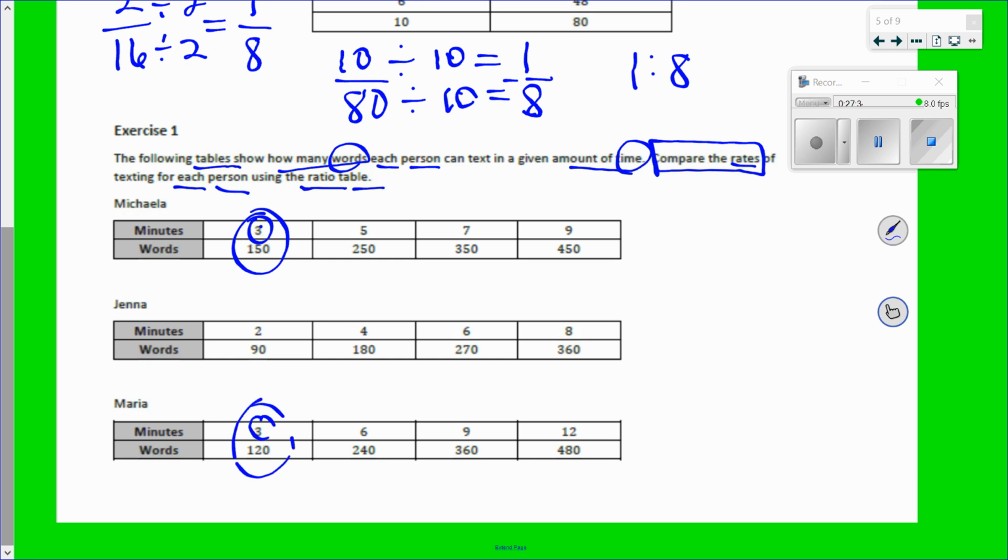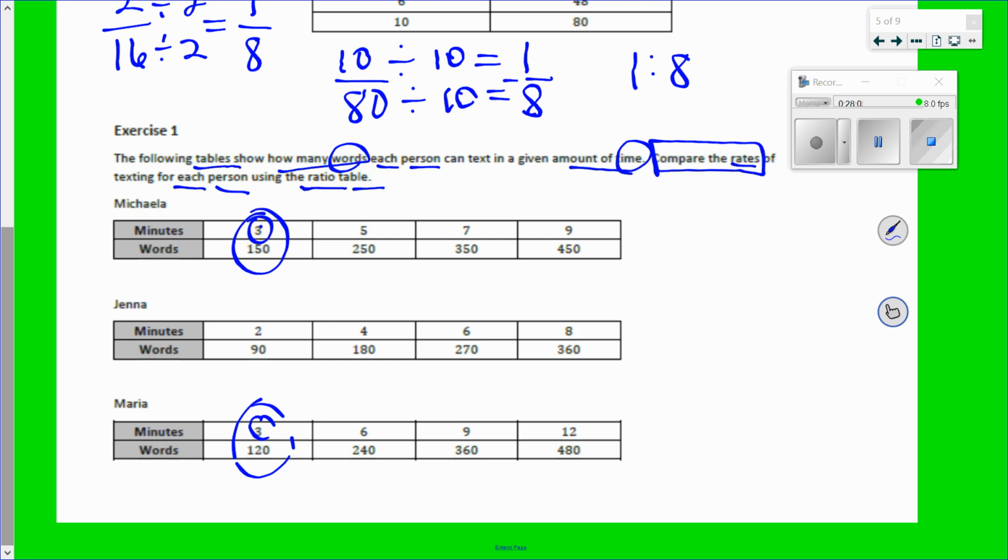So Michaela, every 3 minutes, and you guys know about this. You guys know about it way more than I do. This texting. Michaela's, okay, she's on that phone. She can text 150 words in 3 minutes. Okay? Boom, boom, boom, boom. She's got 150 words out in 3 minutes. Guess what? Maria? 120 words. She's still quick on that phone, but not quite as quick as Michaela.